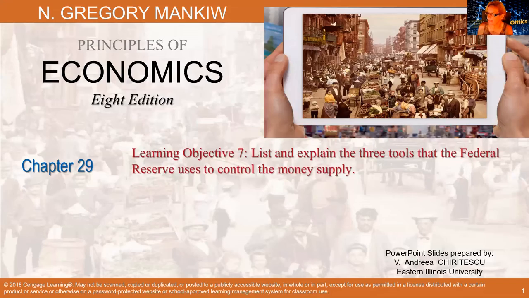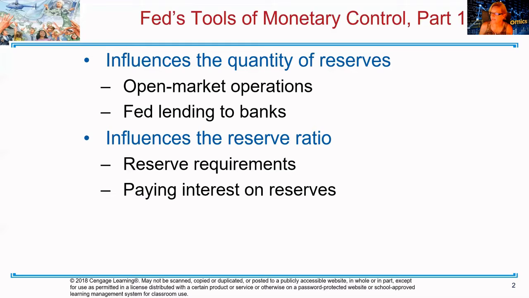Hi, and welcome to Chapter 29, Learning Objective 7, where we're going to talk about the 3 tools that the Fed uses to control the money supply, or monetary policy. So let's go ahead and jump right into it. Let me get to my slideshow here. There we are. Okay. All right, so in looking at the 3 tools, we're going to talk about these and what the effect is on the money supply.